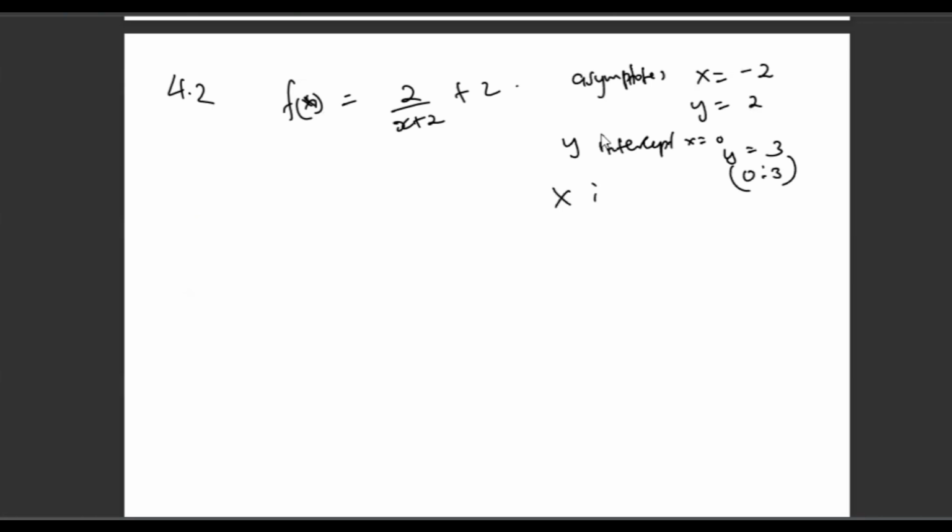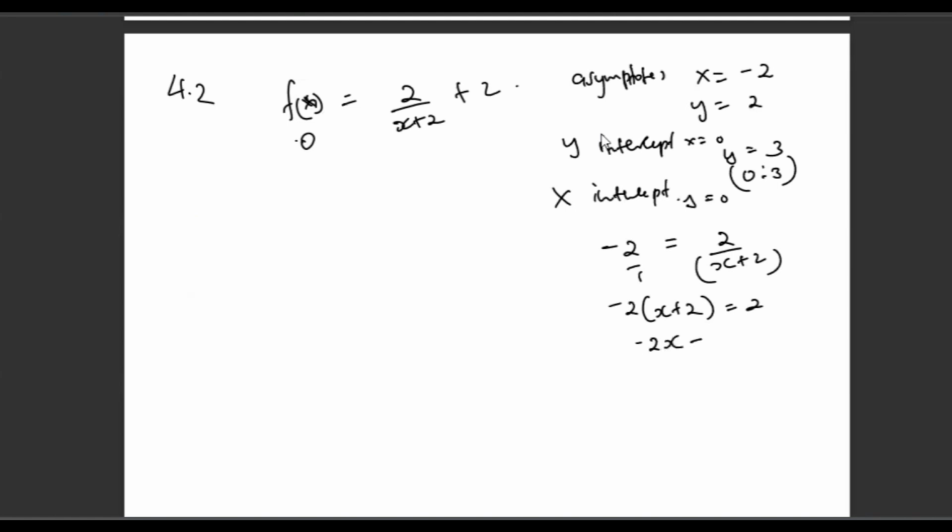And then for the x-intercept, we said y must be 0. So where there is f of x, let's put a 0. If that's 0, the 2 is going to move, and we're going to have -2 is equal to 2 over x plus 2. Let's cross multiply. Let's open up: -2x minus 4 gives us 2. -2x must give us 6, which means x is -3.